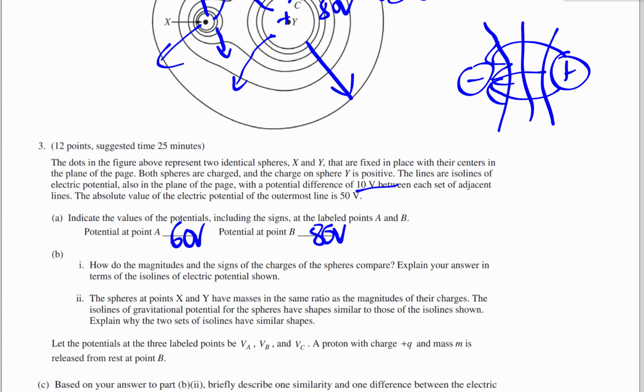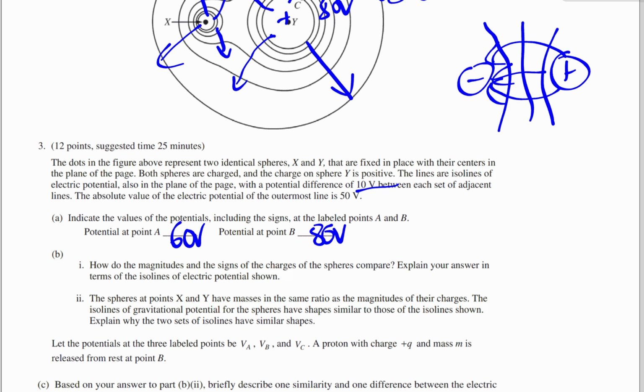All right, the spheres at point X and Y have masses in the same ratio as the magnitude of their charges. The isolines of gravitational potential for the spheres have similar shapes to those of the isolines shown. Explain why the two sets of isolines have similar shapes.